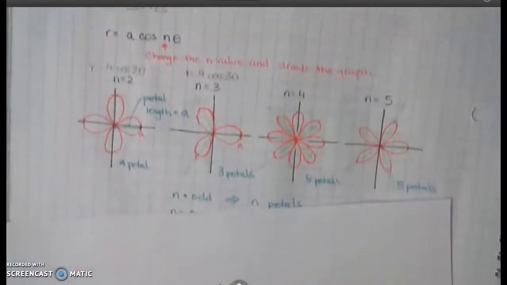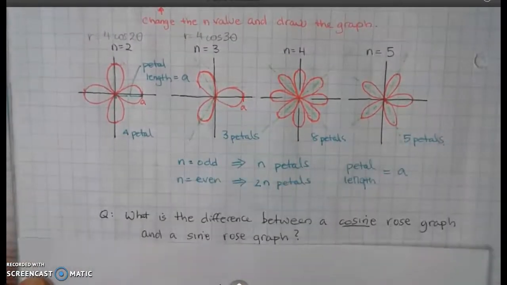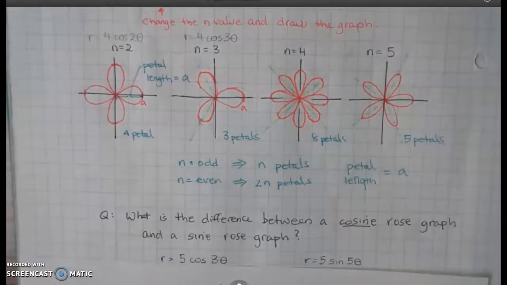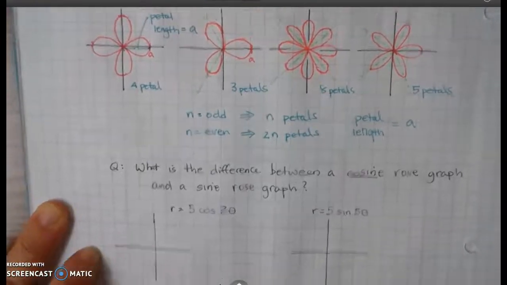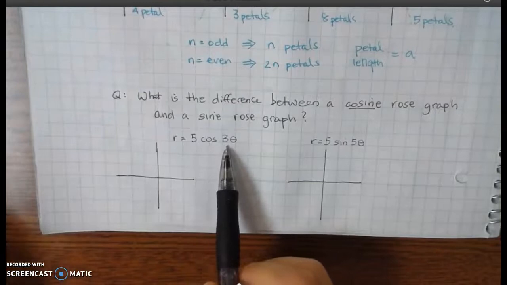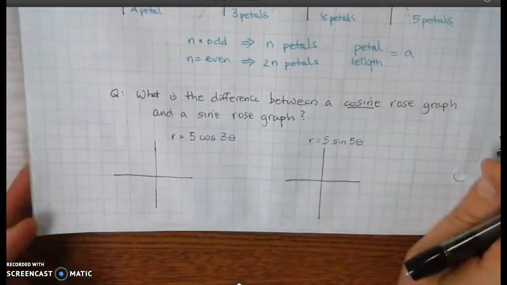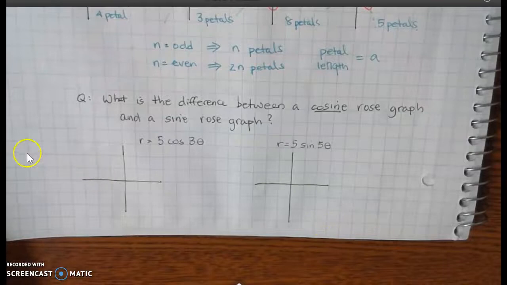Alright, so then let's move on to considering what is the difference between a cosine rose graph and a sine rose graph. And to do that, I want you to try to graph these two. Okay, so if I have r equals 5 cosine of 3 theta and r is equal to 5 sine of 5 theta, can you try to graph that in Desmos or a graphing calculator and try to draw it?